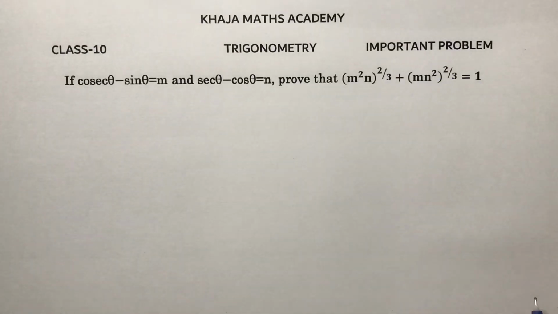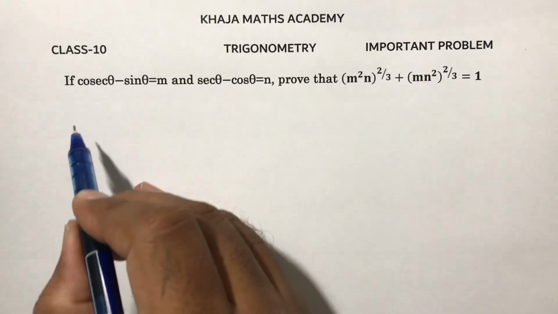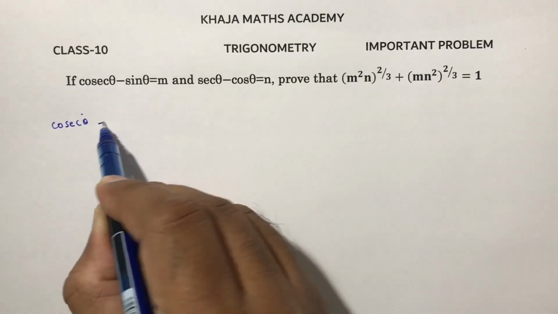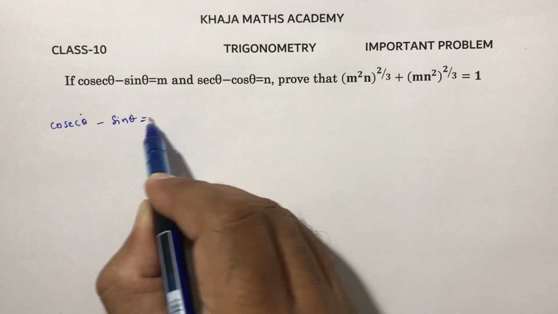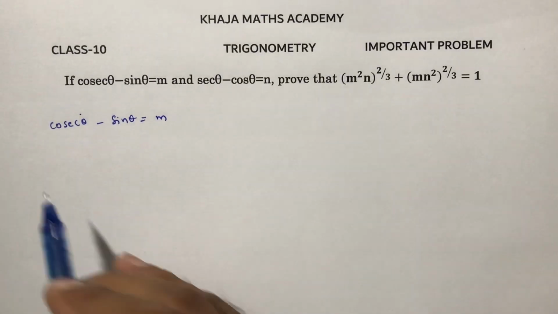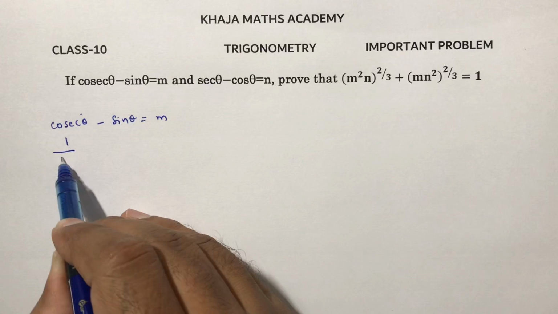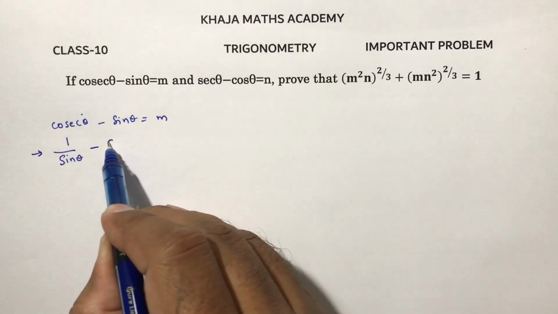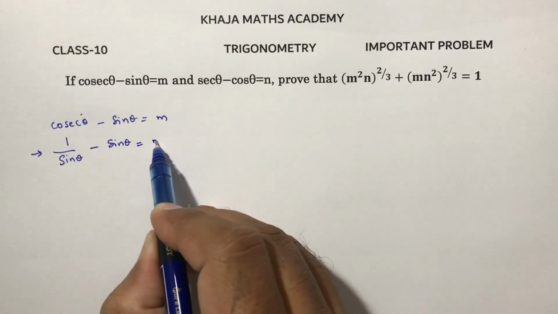Last problem from trigonometry. If cosec theta minus sin theta equals m and sec theta minus cos theta equals n, prove that m square n whole power 2 by 3 plus m n square whole power 2 by 3 equals 1. So here we have cosec theta minus sin theta equals m. Cosec theta I can write as 1 by sin theta, minus sin theta equals m.